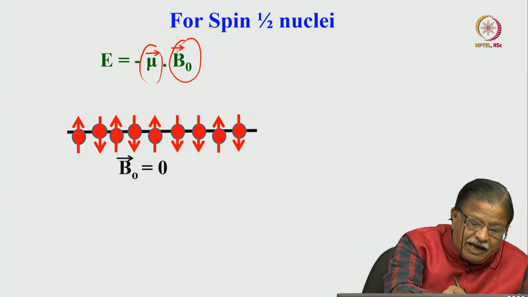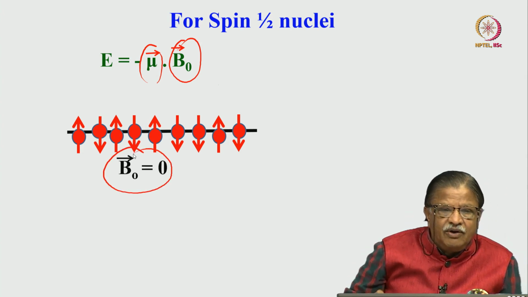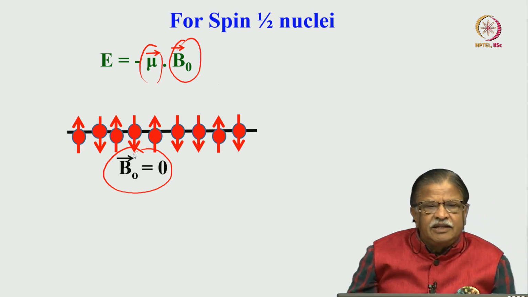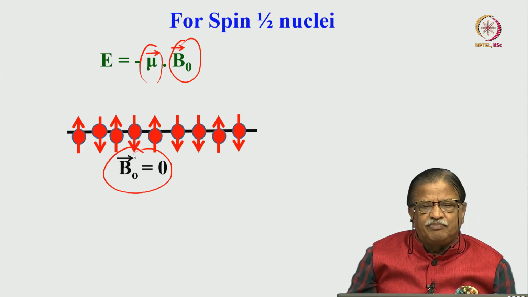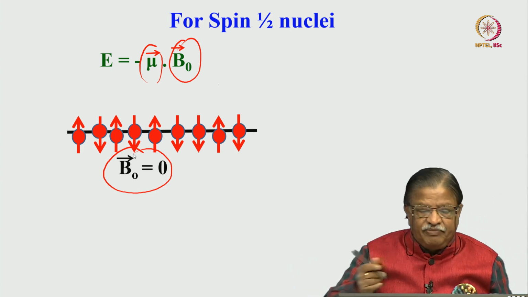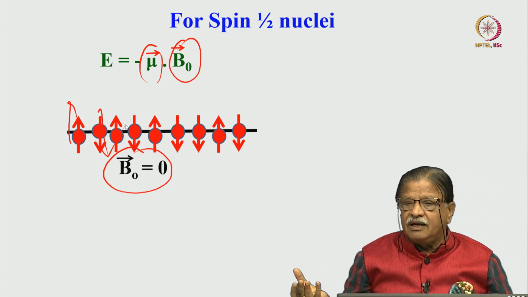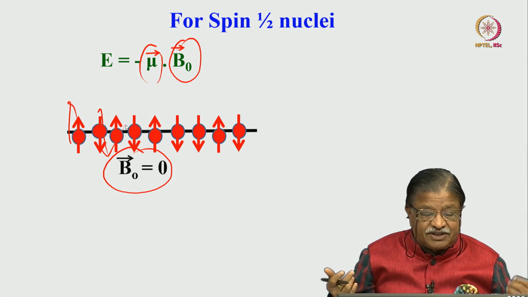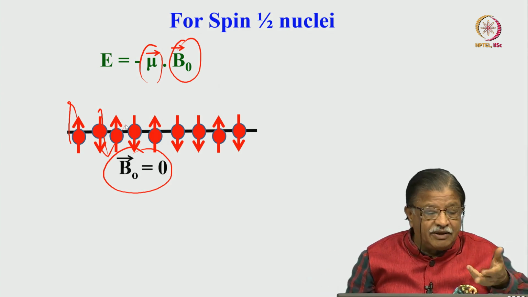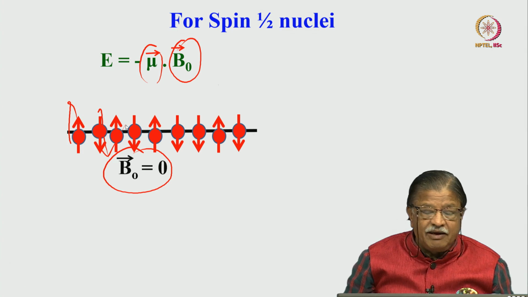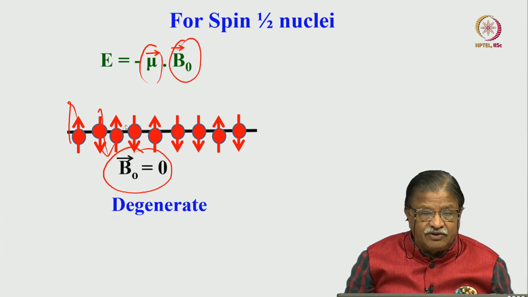In the absence of the magnetic field, when B naught is equal to 0, you can see all the spins are oriented. There is no preferred orientation, both orientations in the direction of the field, up and down. Both the spin states are not separated, they are degenerate states. You can't separate them out in the absence of the magnetic field, when B naught is equal to 0.